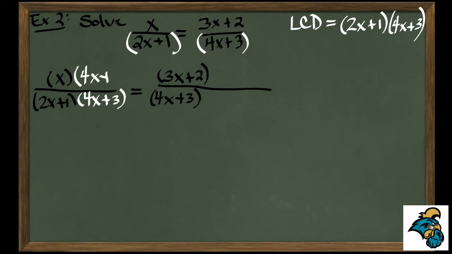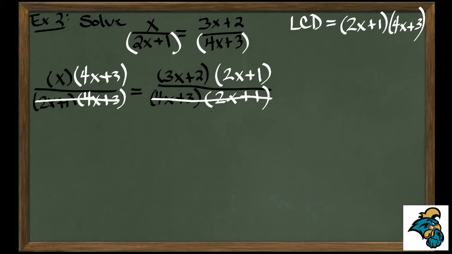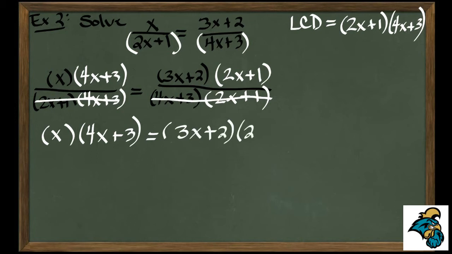If I put it in the denominator, I also have to put it in the numerator so that I'm not changing the value of this fraction. On the right-hand side, I'm missing the 2x plus 1, so I'm going to put that in the numerator and the denominator. I could cancel out the 2x plus 1 divided by 2x plus 1, which is equal to 1, but that would put me back to where I started. Once I have a common denominator, I can ignore the denominators. If the denominators are equal, the numerators are going to be equal. So that leaves me with x times 4x plus 3 is equal to 3x plus 2 times 2x plus 1.